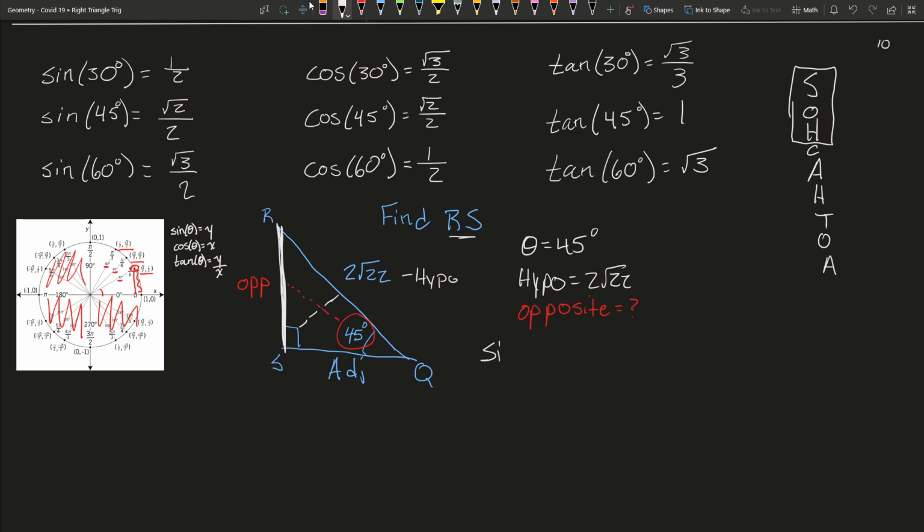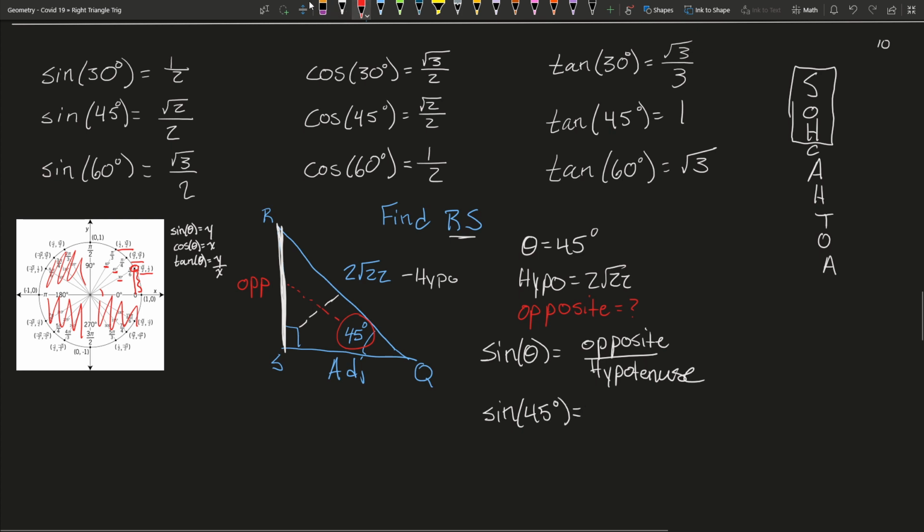So sine will always be the opposite side over the hypotenuse. And then really we just substitute in what we know. So we know the angle theta, that's 45. So sine of 45 is equal to the opposite side, which we don't know, over the hypotenuse, which is 2 rad 22.